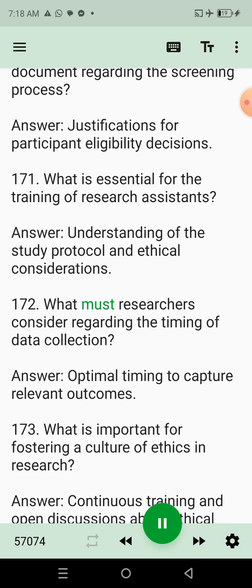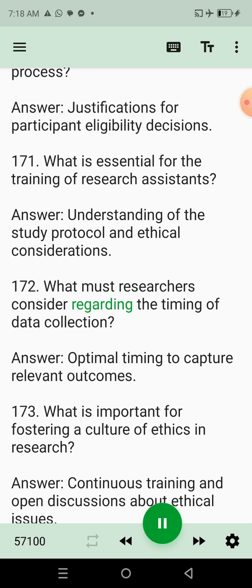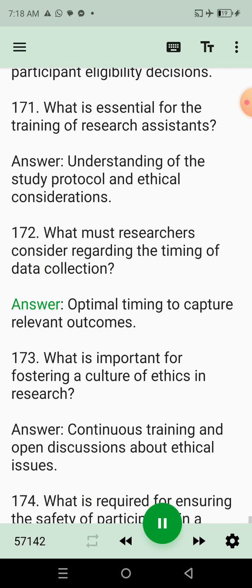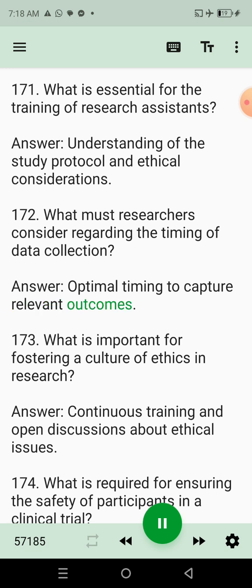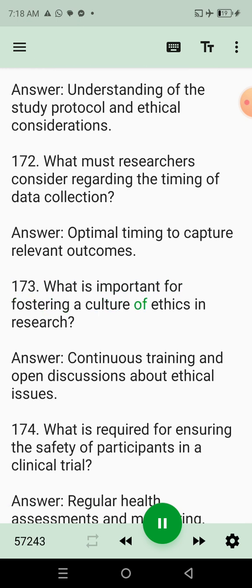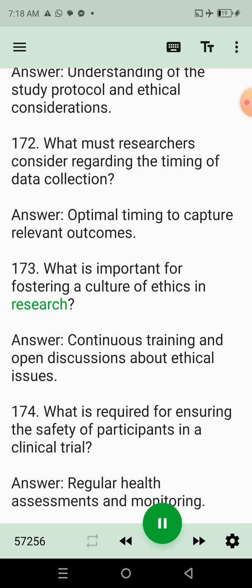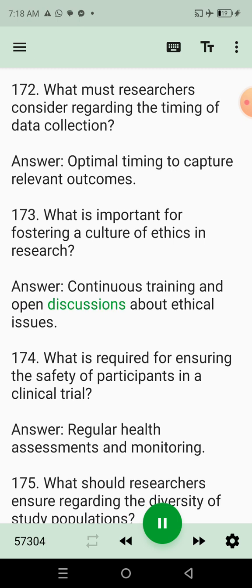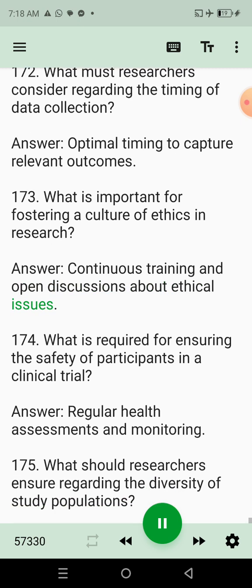172. What must researchers consider regarding the timing of data collection? Answer: optimal timing to capture relevant outcomes. 173. What is important for fostering a culture of ethics in research? Answer: continuous training and open discussions about ethical issues.